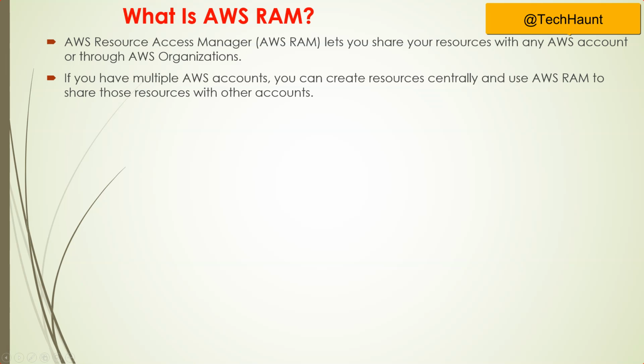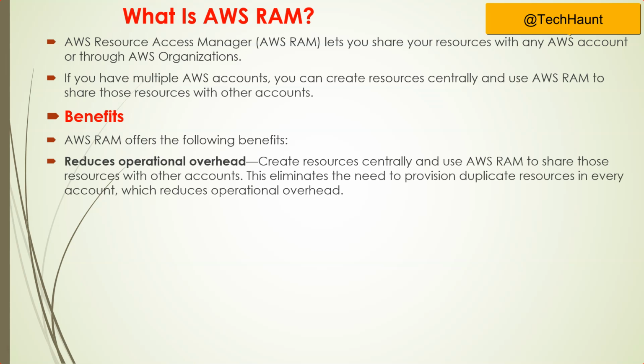So what are the benefits, why should we use it? There are a couple of benefits. AWS RAM offers the following benefits: reduced operational overhead. You can create resources centrally and use AWS RAM, as we call it as an abbreviation, to share those resources with other AWS accounts. This eliminates the need to provision duplicate resources in every account, which obviously reduces operational overhead.